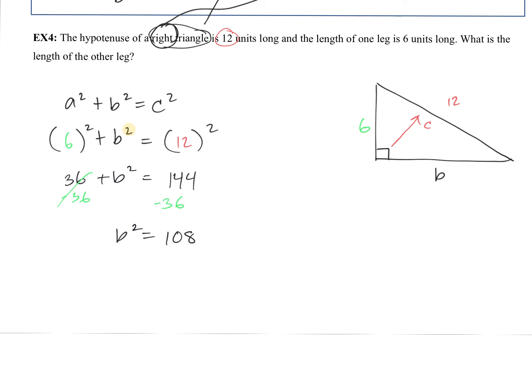Okay, so solving, to get rid of that square, we'll go ahead and take the square root of this side, because remember, the square root will cancel the square. But we need to take the square root of the other side. And now you'll notice in the book they say take the principal square root, which means the positive. But what I would like to see is you include the plus or minus.